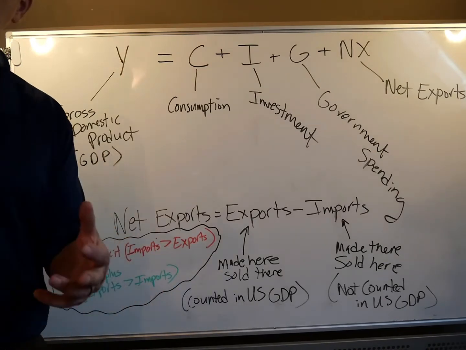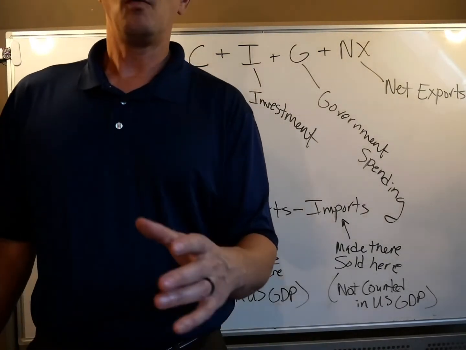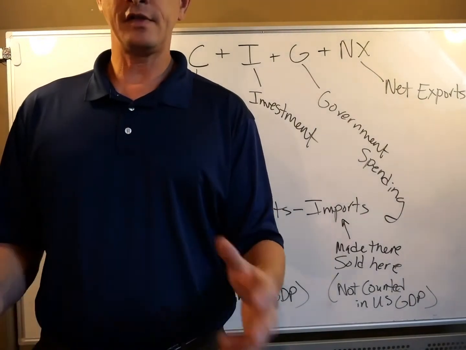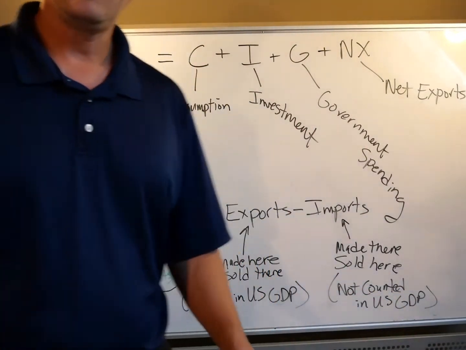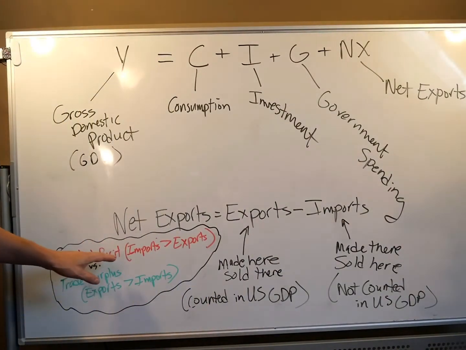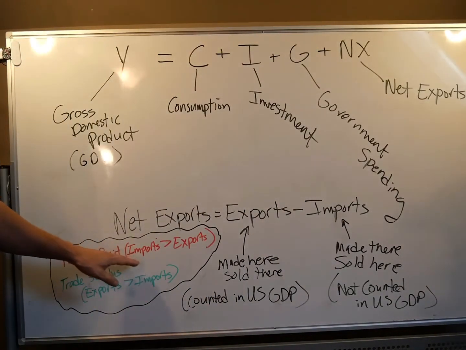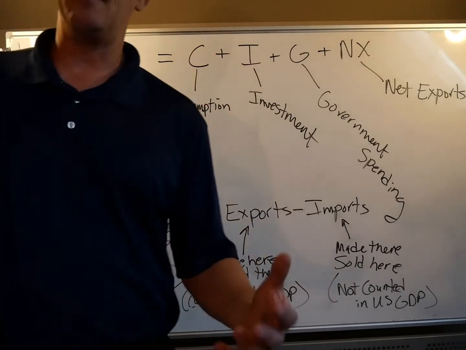Now that's not terrible. It's not the worst thing in the world. We live in the most powerful economy on the face of the earth. Anybody want to debate me in the comments on that? Bring it. We live in the most powerful economy on the face of the earth. We import far more than we export. Why? Because we buy more than we ever produce.